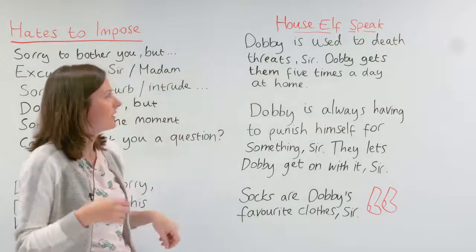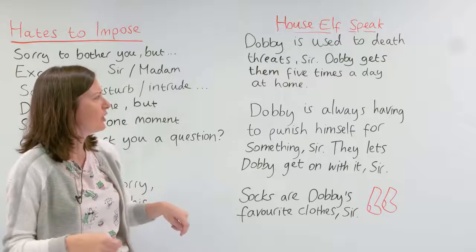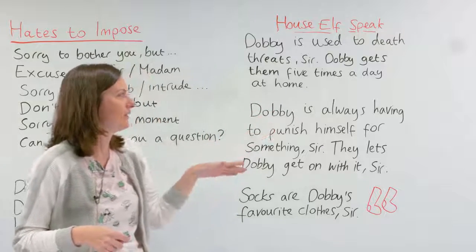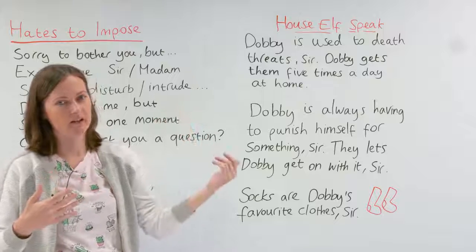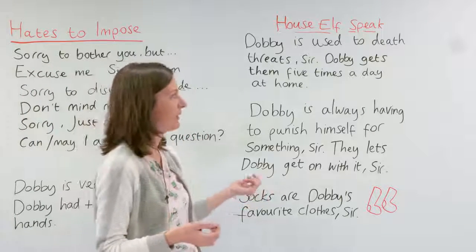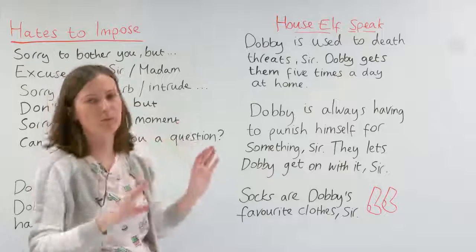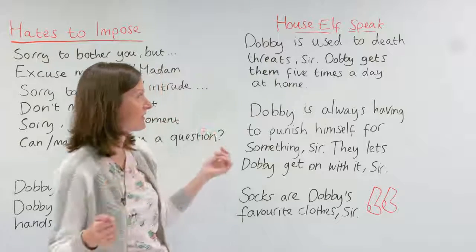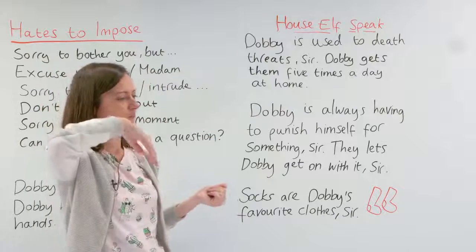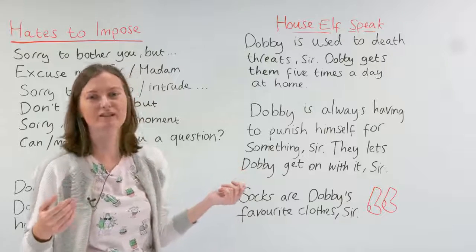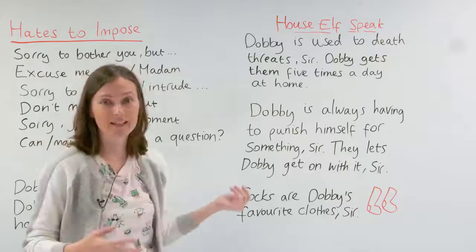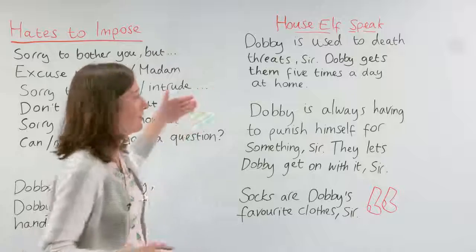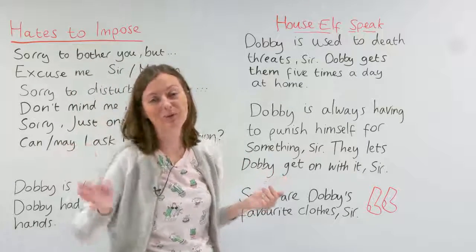Next example. Dobby is used to death threats, sir. Dobby gets them 5 times a day at home. So poor Dobby, he works as a kind of slave to the wizard family, and they're so horrible to him, and they treat him so badly that they give him death threats every day of his life. So imagine how traumatizing that would be, and how scary it would be, and how abused poor Dobby is. But yet he says, oh, I'm used to it.